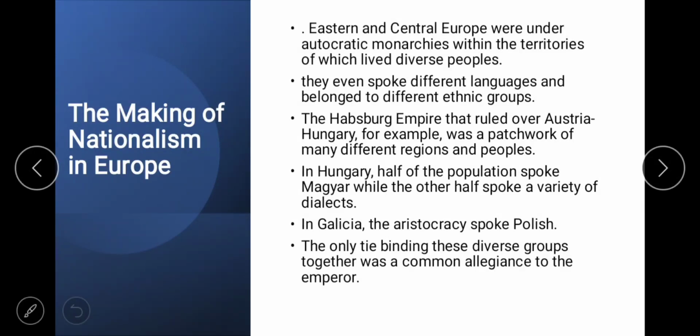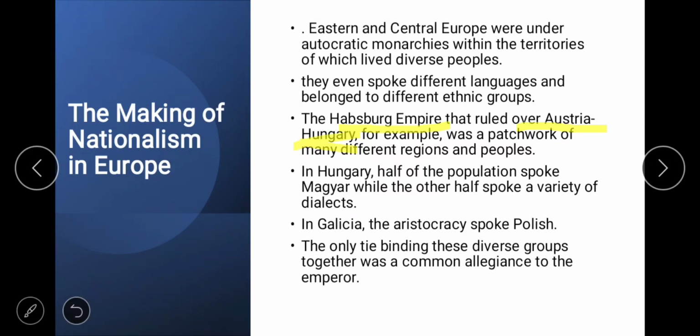Say for example, the Habsburg Empire that ruled over Austria-Hungary. This was actually a patchwork of many different regions and peoples, where we could see that half of the people in this region spoke Magyar, while the others spoke a variety of dialects in Hungary. And in Galicia, the aristocracy spoke Polish. So, such differences did not help in promoting the sense of collective or political unity.